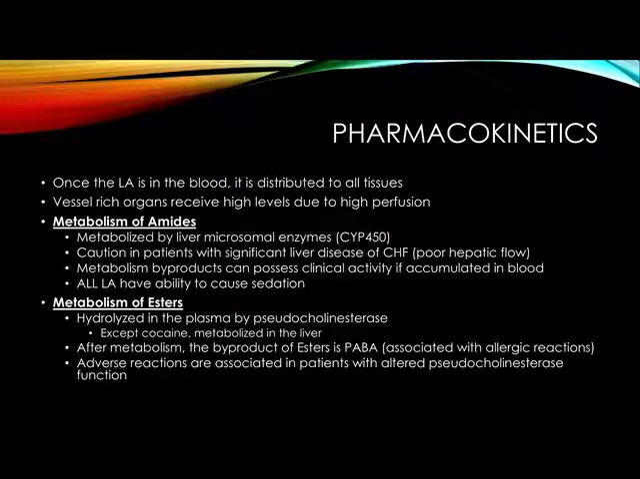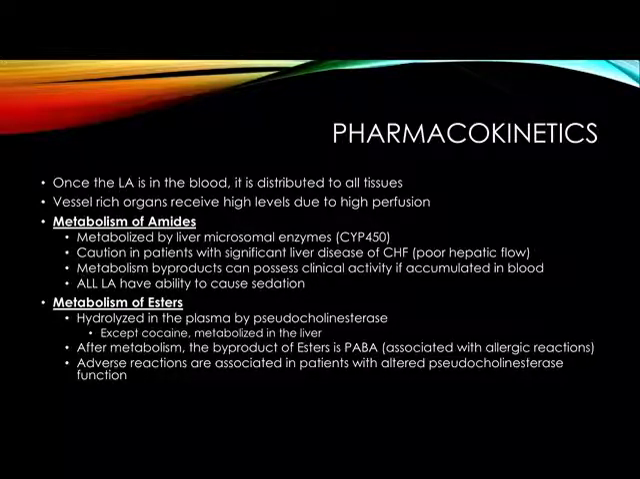Once the local anesthetic is in the blood, it is distributed to all tissues. The vessel-rich organs receive high levels due to high perfusion. Metabolism of amides occurs through the liver via microsomal enzymes. This is the whole CYP450 system.